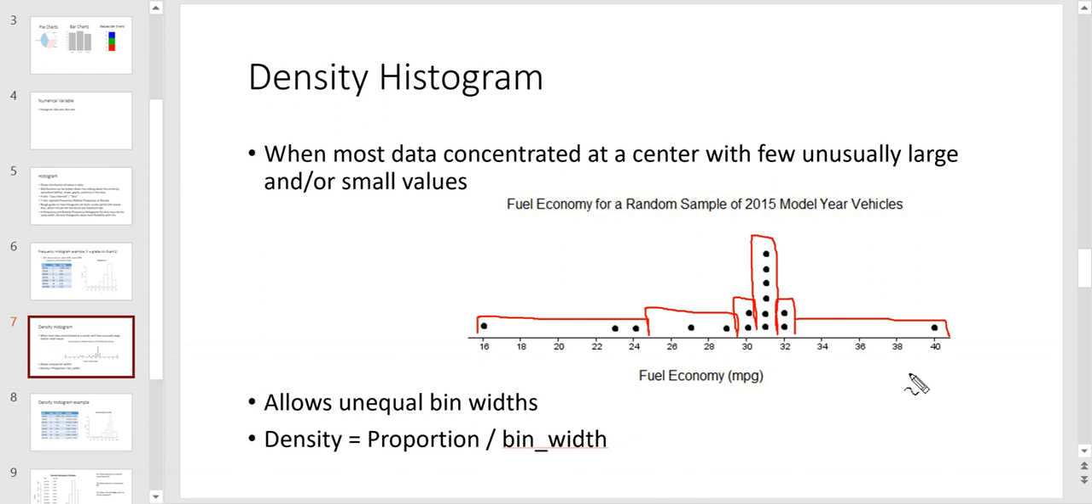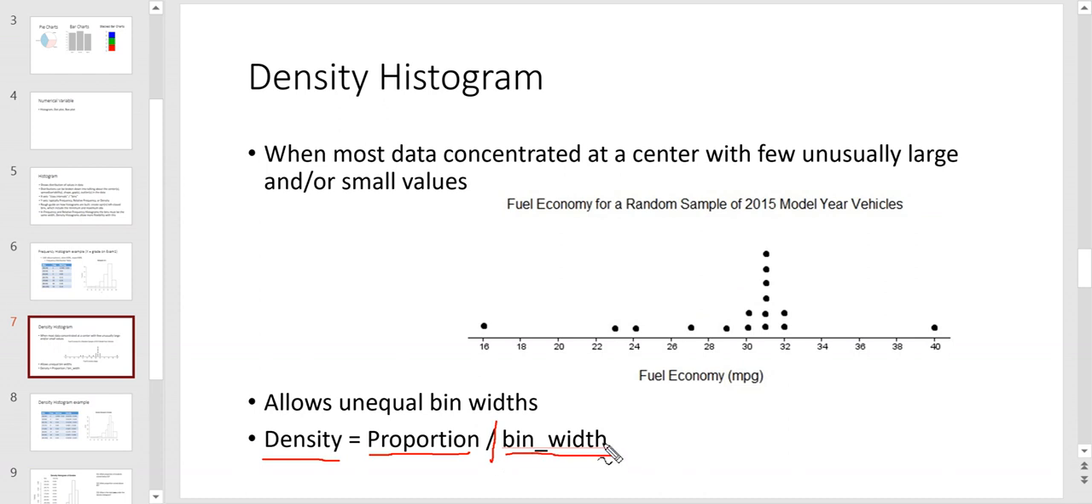But there is this one caveat, and that is we have to deal with this more abstract concept of density. And so density in the context of histograms is equal to the proportion, relative frequency, right, same thing, divided by the bin width. So if your bin width is allowed to change, with the density histogram, you must take that into account. So in order to get density and to make this a density histogram, you must not only be cognizant of the proportion, but also of the width. Okay?